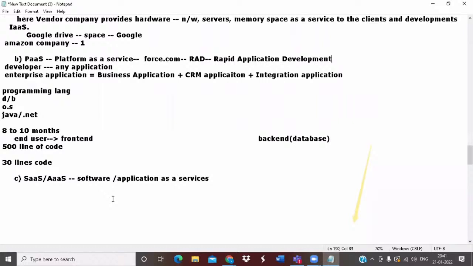Yes, sir. Got it. I will tell you how to write the logic and all. I'm just showing how the application is running. Clear, all of you?